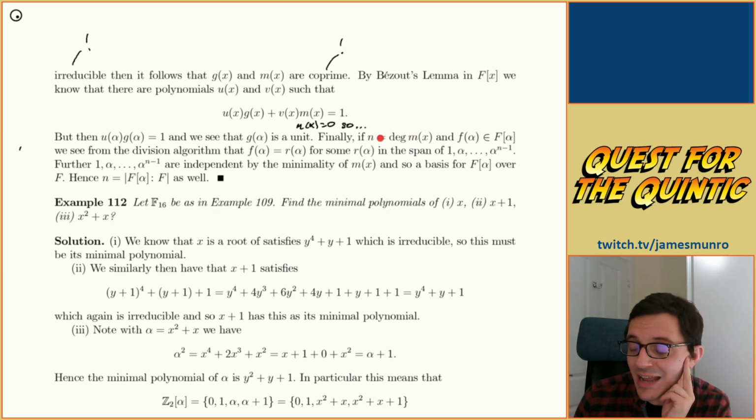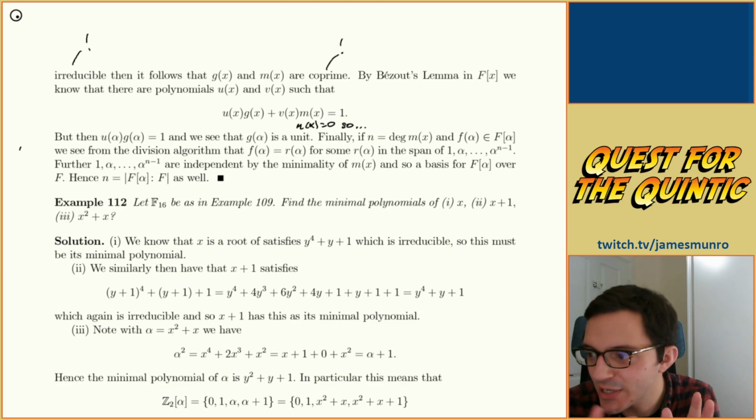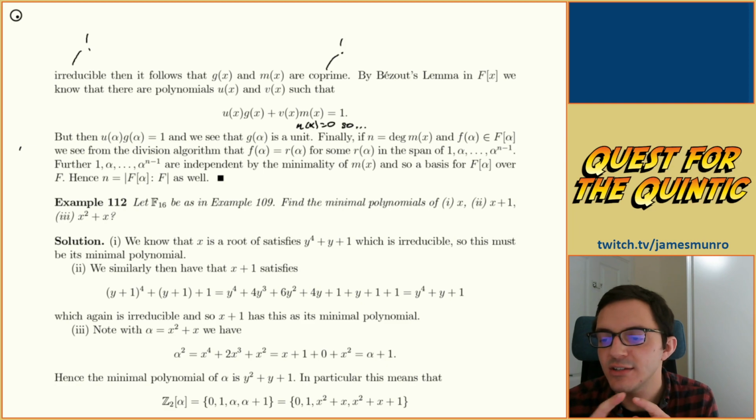Finally, if n is the degree of m, f of alpha is in... Okay, take some polynomial in this thing. We're going to talk about the degree. See from the division algorithm that f of alpha is r of alpha, in the span of, here's the vector space. n is the degree of m. So this says take f of alpha, some horrible polynomial with alphas in it, and use the division algorithm to divide it by m to get down to something that only uses powers of alpha up to alpha to the n minus 1.